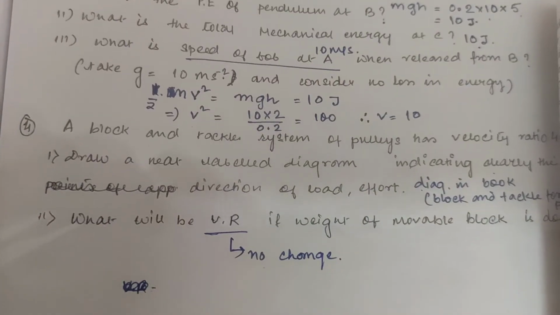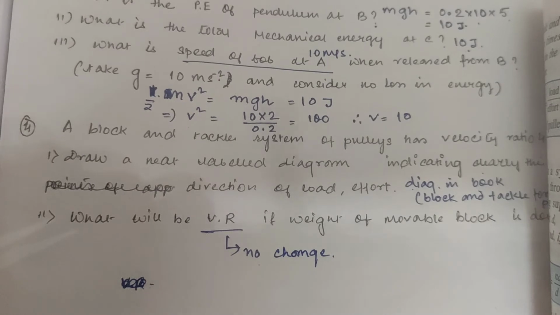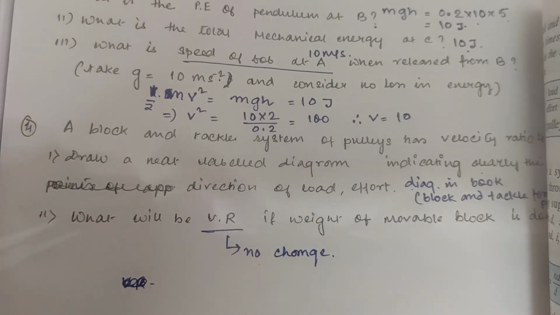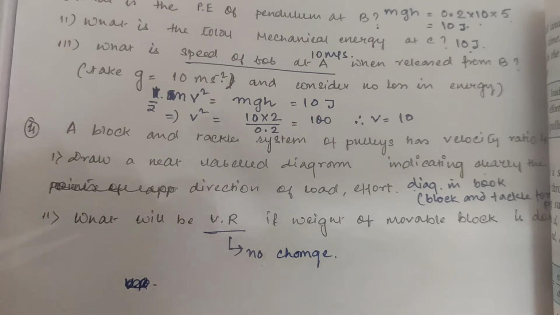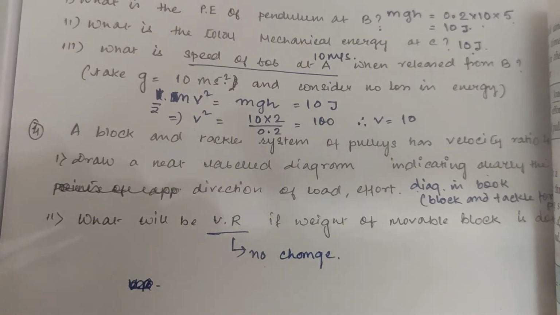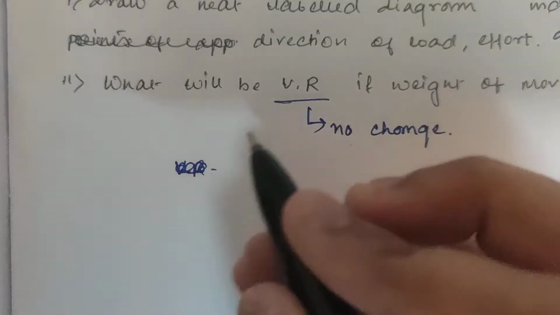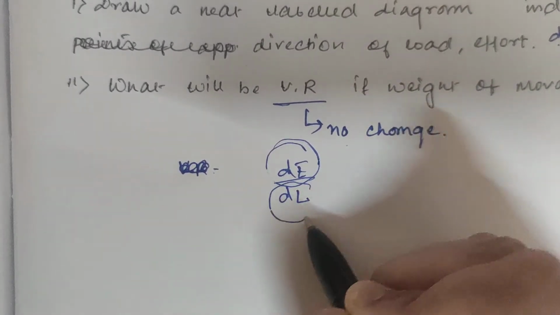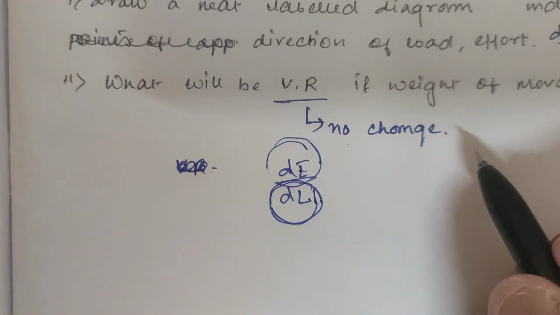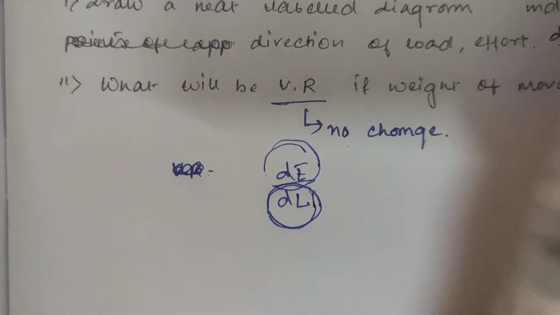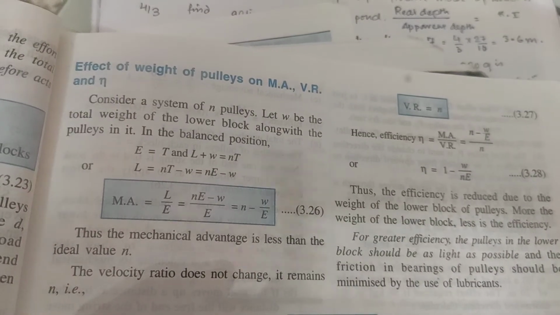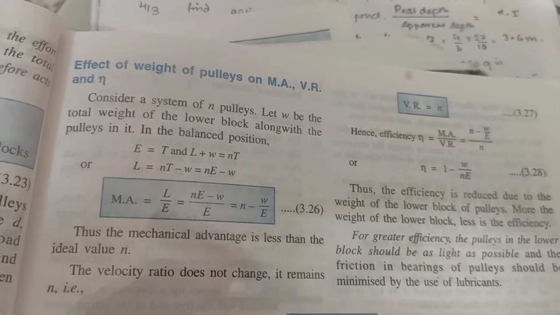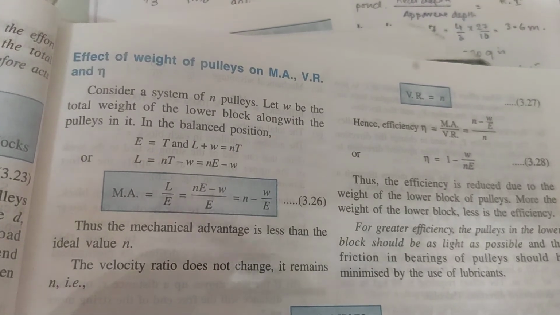Now notice that the second part of the question is: what will be the velocity ratio if the weight of the movable block is doubled? No change. Why? Because you have learned this. Velocity ratio is nothing but dE by dL. It's how much the effort arm moves by how much the load arm moves. So it has no change even if you double the weight. You remember when we were doing this, I have shown this derivation. The lower block weight affects the mechanical advantage, not the velocity ratio. Mechanical advantage will be less.